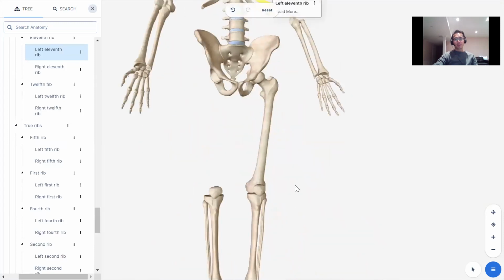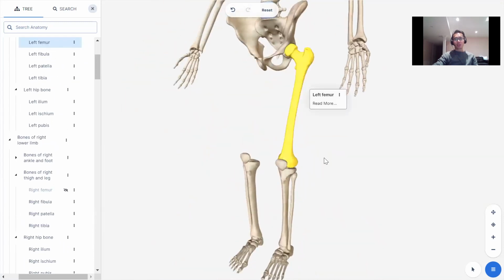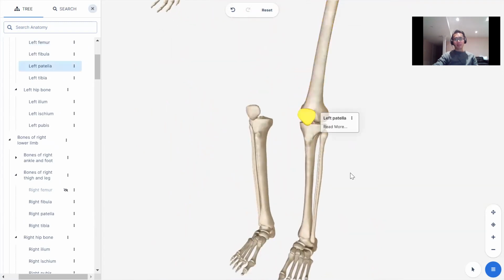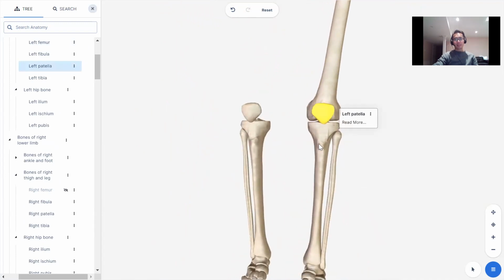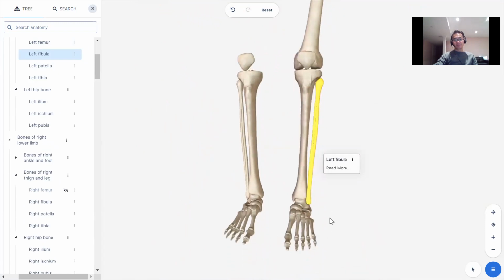Let's quickly take a look at our legs. We have the femur here, the longest bone of the body. We have the patella, which is your kneecap. This is the tibia, and then you have the fibula on the side. Tibia, fibula, just like the forearm, where we have the ulna in the middle and the radius on the side.